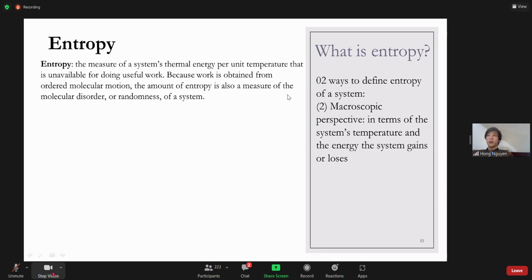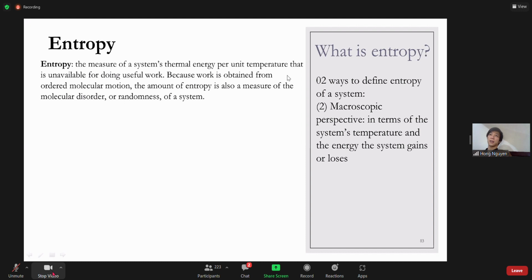In terms of the microscopic perspective, we define entropy as the measure of the system's thermal energy per unit temperature that is unavailable for doing useful work. Because work is obtained from ordered molecular motion, the amount of entropy is also a measure of the molecular disorder of the system.